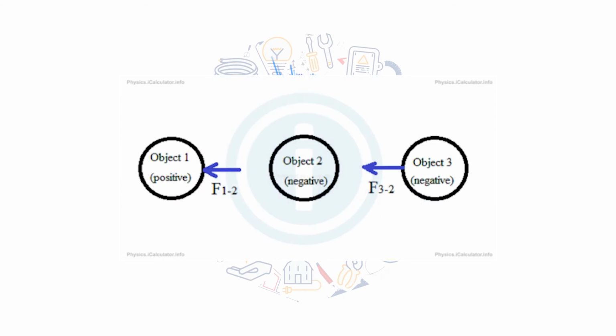Given the previously mentioned rule, it is easy to deduce that object 2 will be attracted by object 1, and it will be repelled by object 3. Therefore, both forces acting on the second object will be oriented due left. Therefore, the magnitude of the resultant force, the net force, acting on object 2 will be the sum of the magnitudes of the two forces.